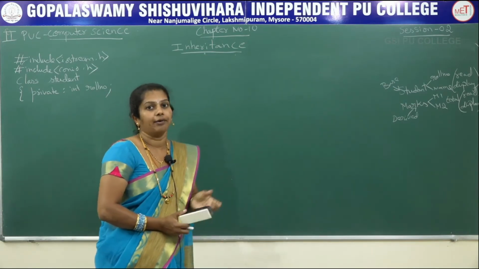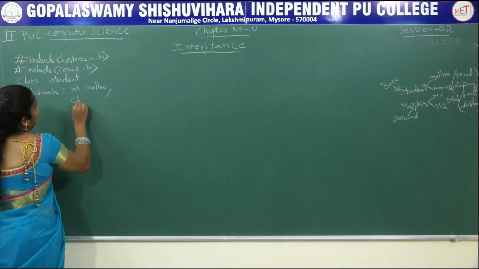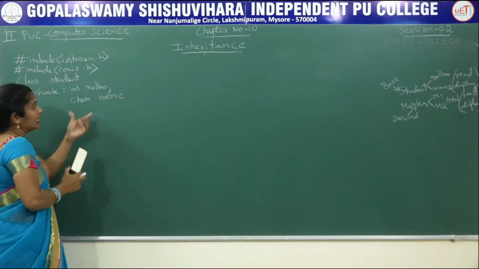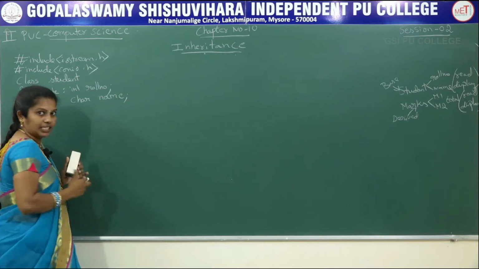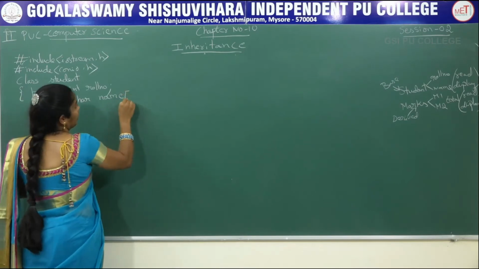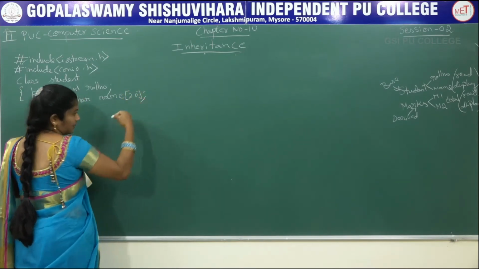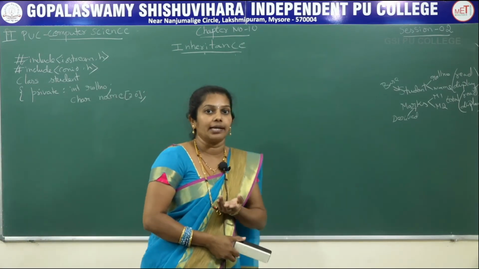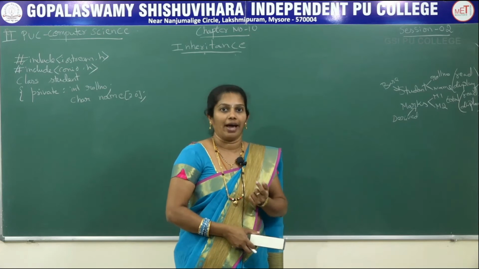Then what I have to do? I have to take it in character format. Character format, name. If I am going to write only this much, semicolon, then only one character it will take. That's why inside the bracket, I am going to write around 20 characters, whereas name is in the format of string. What do you mean by string? String is nothing but a collection of characters.